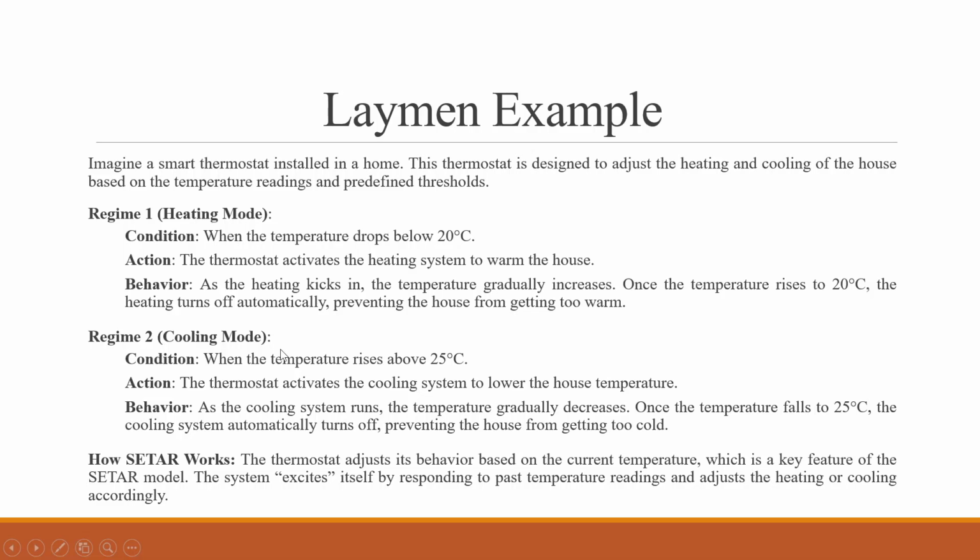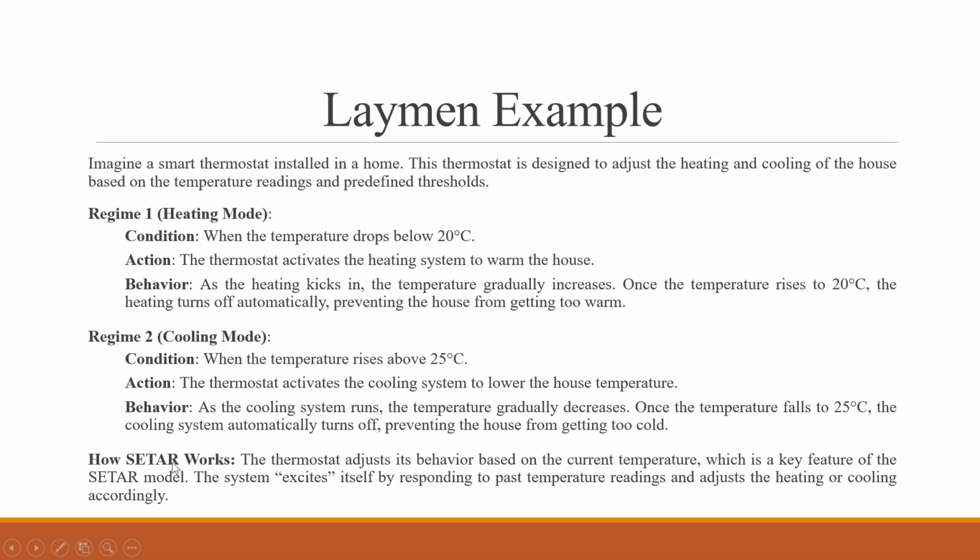Regime 2, cooling mode. Condition: when the temperature rises above 25 degrees Celsius. Action: the thermostat activates the cooling system to lower the house temperature. Behavior: as the cooling system runs, the temperature gradually decreases. Once the temperature falls to 25 degrees Celsius, the cooling system automatically turns off, preventing the house from getting too cold.